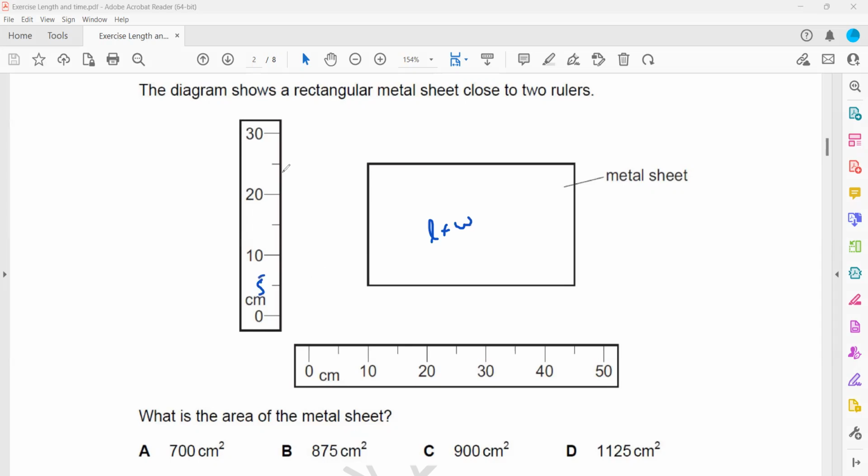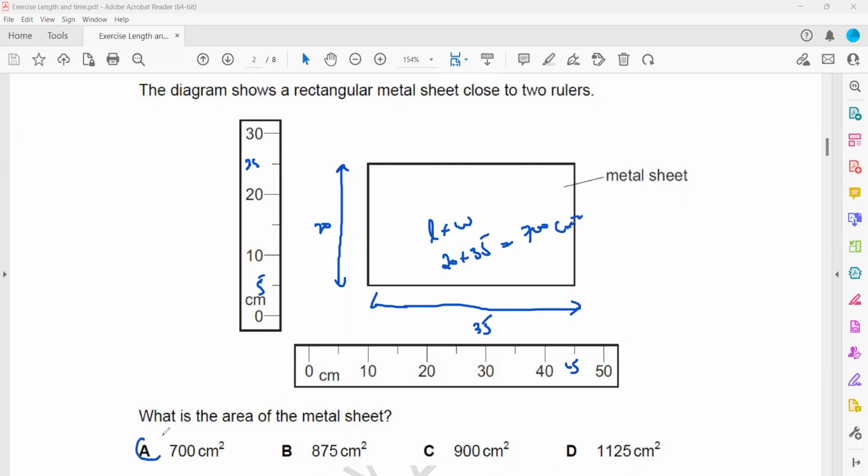It's starting at 5 and ending at 25. So this one is equal to 20. And it is starting at 10 and ending at 45. So this is equal to 35. So to get the area, it's length multiplied by width. So it will be 20 multiplied by 35, which is equal to 700. And the unit, because both are in centimeters, the unit of area will be centimeter square. That's why A will be the right answer for this.